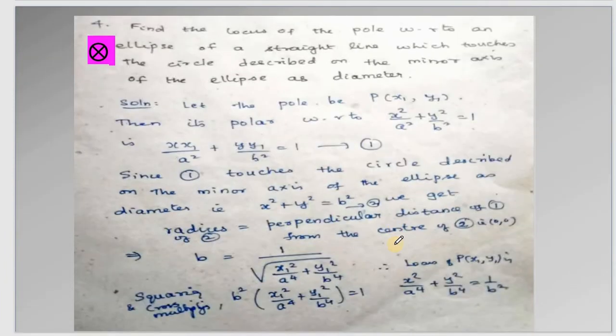Next is similar to the previous one. Find the locus of the pole with respect to an ellipse of a straight line which touches the circle described on the minor axis of the ellipse as diameter. There we had x square plus y square is equal to a square. Here you have x square plus y square is equal to b square. So that is the only difference, otherwise the procedure is the same.